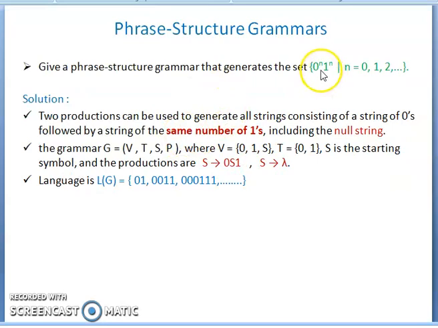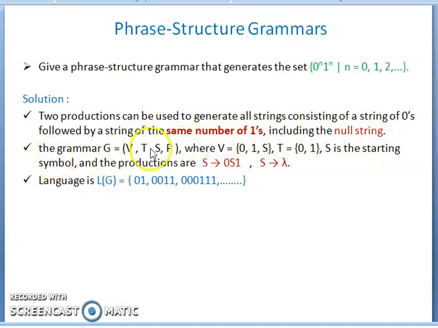And here is one more phrase structure grammar that generates the set of strings with an equal number of zeros and ones. This is 0 power n and 1 power n, where n runs from 0 to infinity: 0, 1, 2, 3, like that. Two productions can be used to generate all strings consisting of a string of zeros followed by the same number of ones. For example, if there are 3 zeros, there must be 3 ones; if there are 4 zeros, there must be 4 ones, including the null string.